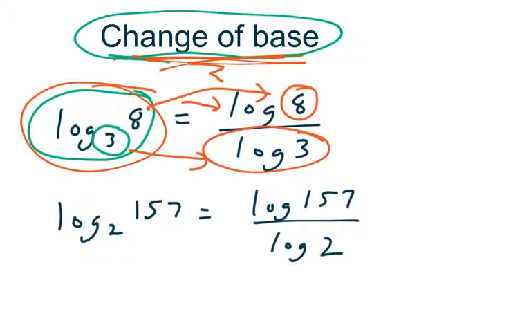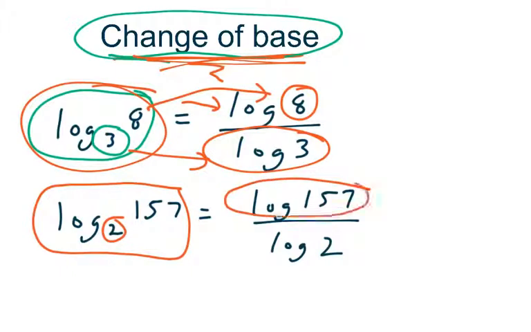Hopefully you can see the link right there. And likewise, what about if you had to do the log of 157 base 2? Well, you just simply do the log of 157, divide by the log of whatever the base is, which in this case is 2 again. So hopefully this makes sense as we go through the problems. So pause the video if you want to take notes on that.